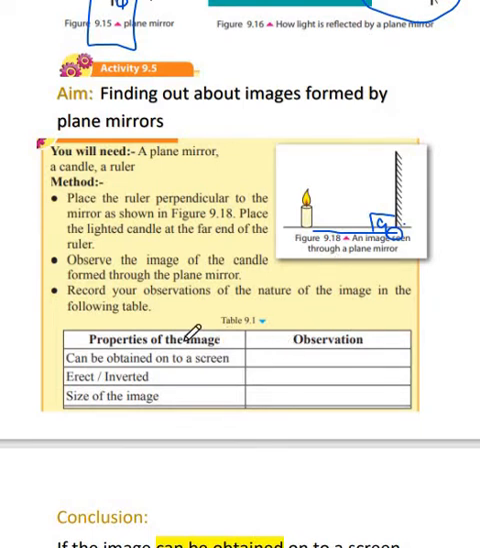You see first whether you can obtain this image onto a screen. Next, you see whether it is erect or inverted. Is it like this, or is it like this? Is it straight or upside down? Okay guys, then you see the size. Has it become big? Has it become small? Or is it the same size?